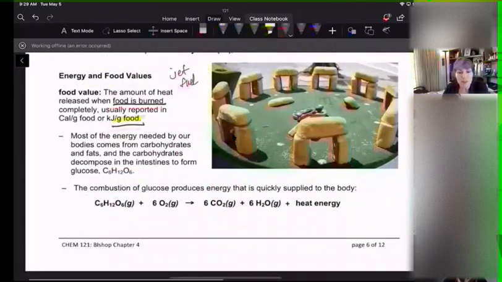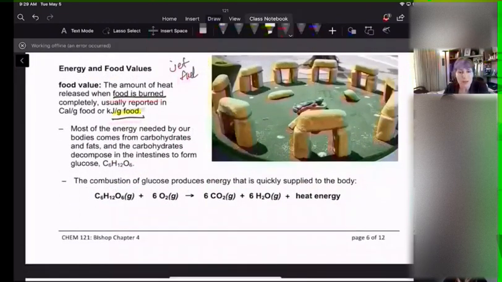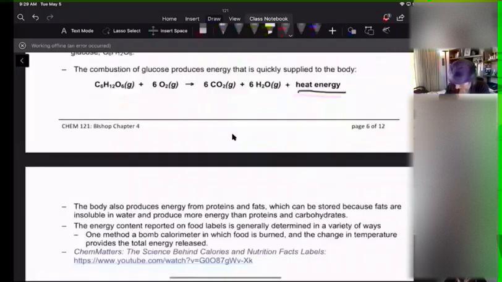Here's an example. This is breaking down sugars, and it produces energy, right? So that's why we eat, to get that energy out. And the lab takes us through calculations of this type, but we're going to skip that, so I'm not going to spend a whole lot of time worrying about that.